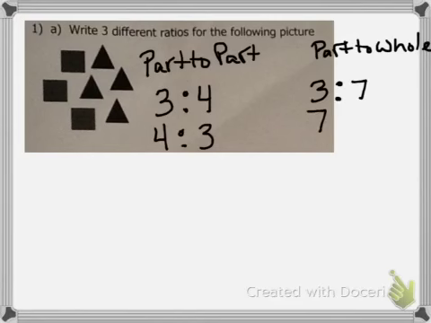Or 7 total symbols to 3 squares. Or I can talk about the triangles, which is 4, to my total symbol 7. Or flip the ratio around, 7 to 4, total to number of triangles. So those are 6 different ratios that we could have written for this picture.